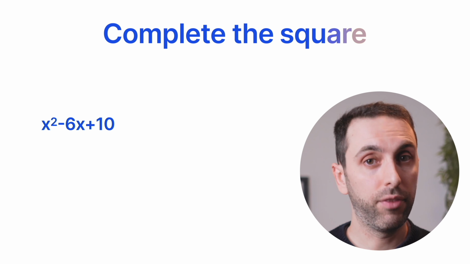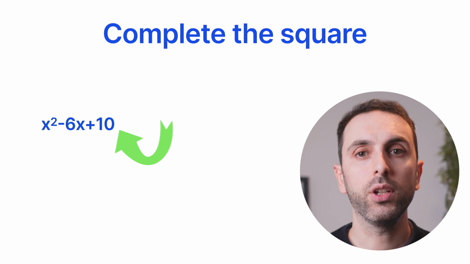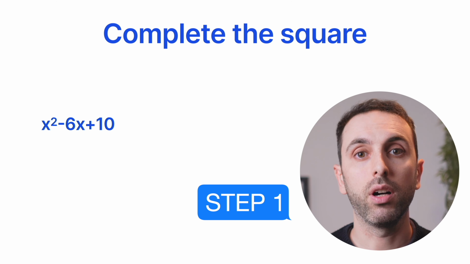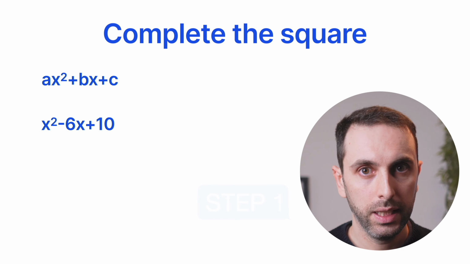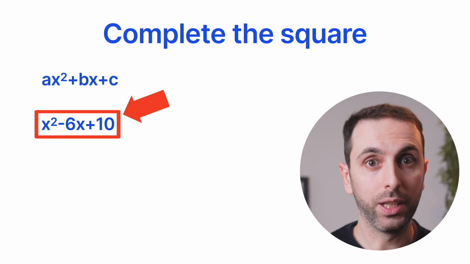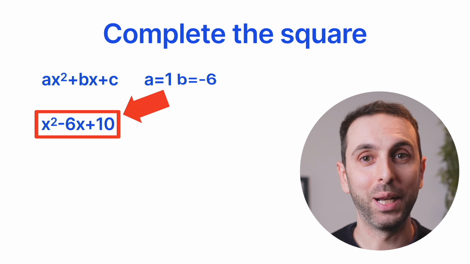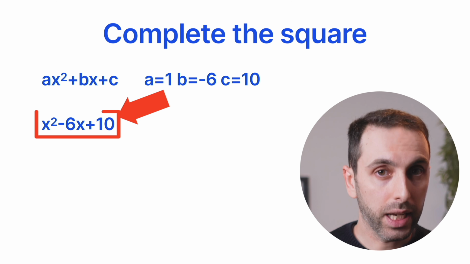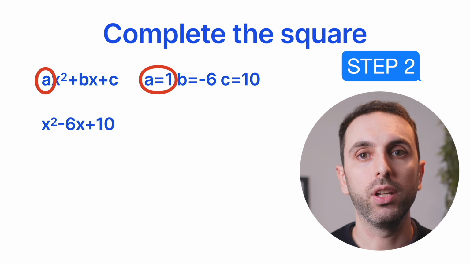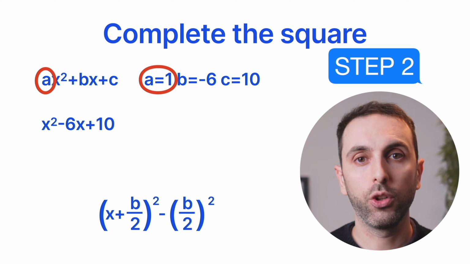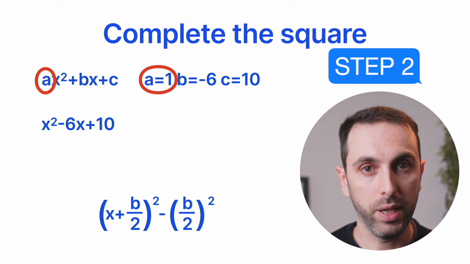Let's complete the square for the following expression. So the first step is to make sure that the format of the quadratic is written in the form of ax squared plus bx plus c. This is written like that already because we can see that a is 1, b is minus 6, and c is 10. And next, as long as the value of a is 1, which this is, then the second step is to use the following formula in order to complete the square to rewrite that expression.